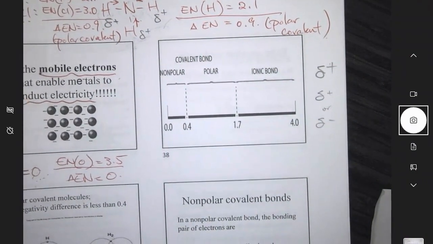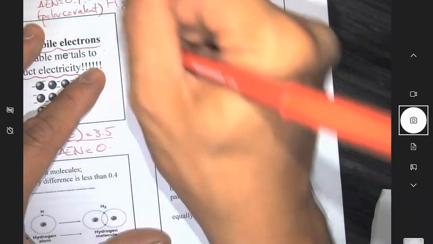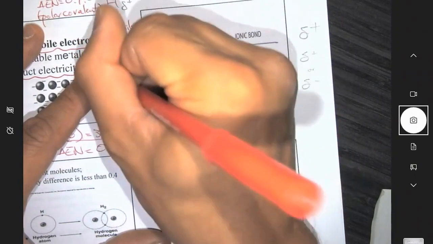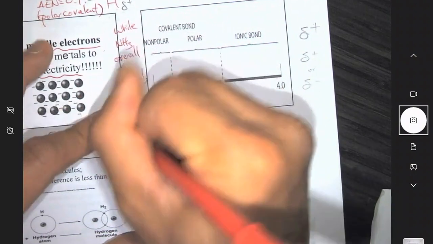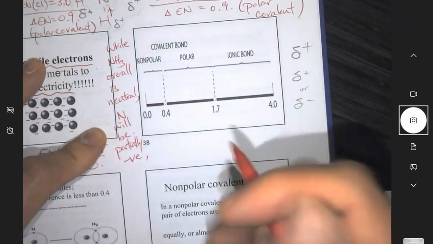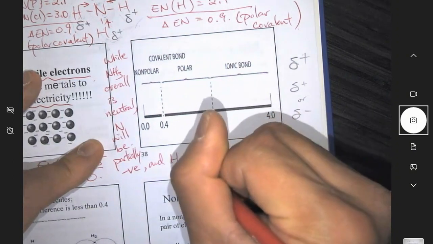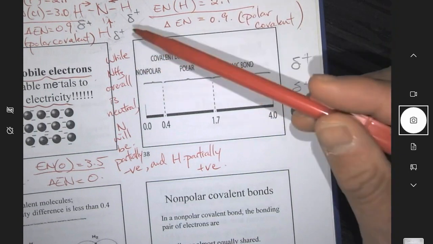So let me just write it down. Okay, so make sure you add the symbol here. While NH3 overall is neutral, nitrogen will be partially negative, and hydrogen partially positive. Okay. How are we doing? So make sure you have that.